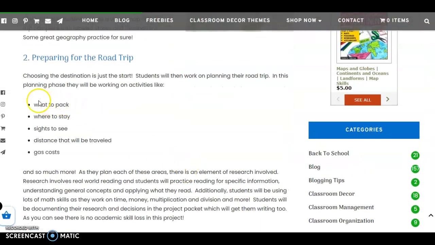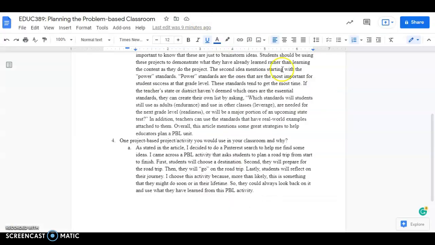They will work on activities like what to pack, where to stay, sights to see, distance that will be traveled, and gas costs. It would also be great because most of the time people have budgets when they go on road trips and they don't want to exceed a certain budget. If you tell students that they can't exceed a certain budget, that would also add to their learning and calculating in this real-world example. Then students will go on the road trip, but obviously they won't be able to actually go. They can do it virtually, I believe.